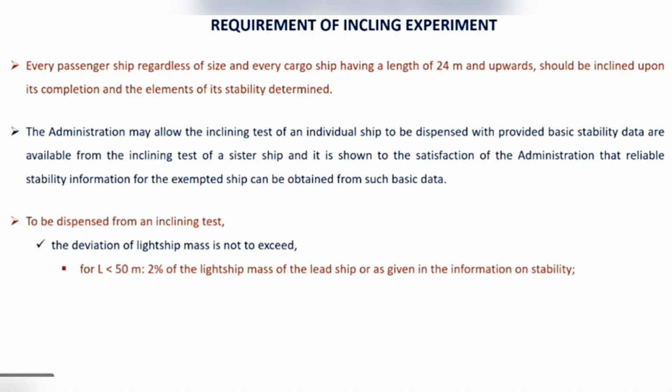That means if the lead ship had a light displacement of 10,000 tons, and the current ship is less than 50 meters in length, and its displacement falls within plus 2% or minus 2% of 10,000 tons, then yes, the administration, if it wants, can exempt the new ship from inclining and can use the data of the lead ship.